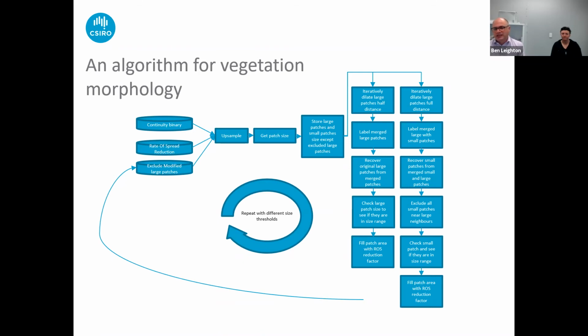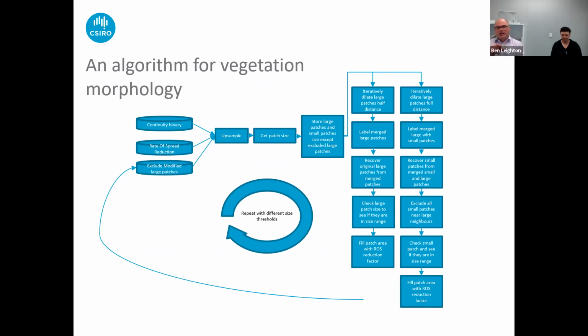We'll check to see that the patches, in the case of large patches, are within the size range that we're interested in. And if so, we can apply a rate of spread reduction factor. We do that using the label and just looking at the number of pixels in a patch. And for small patches, which are a different case, we check to see if they're within their size range. And then we will fill those areas with a rate of spread reduction.